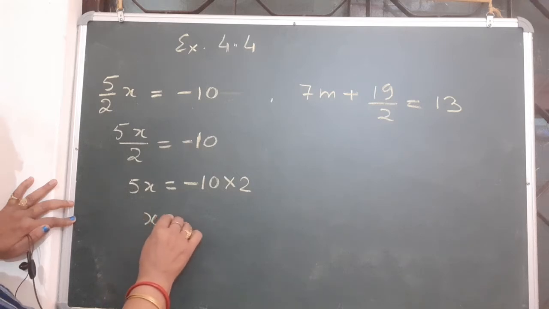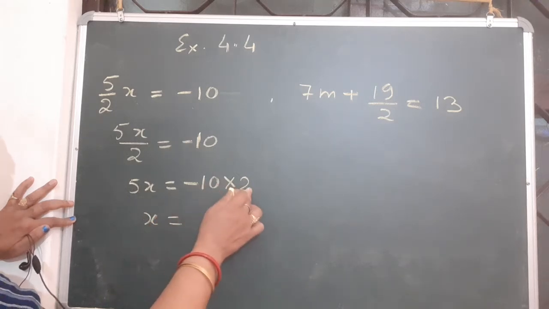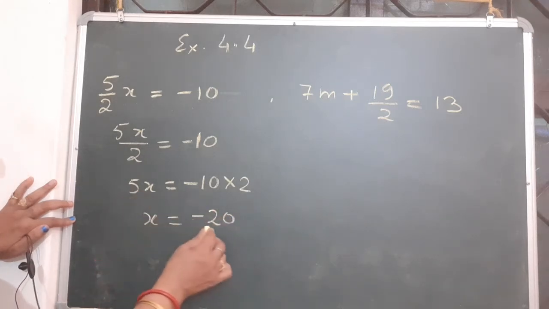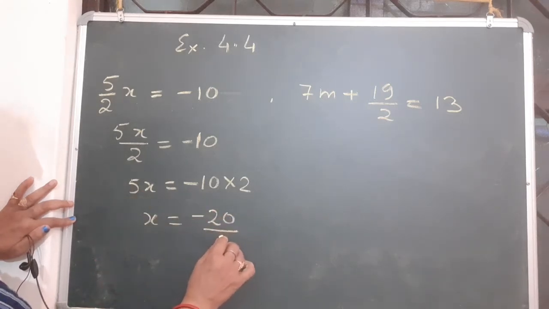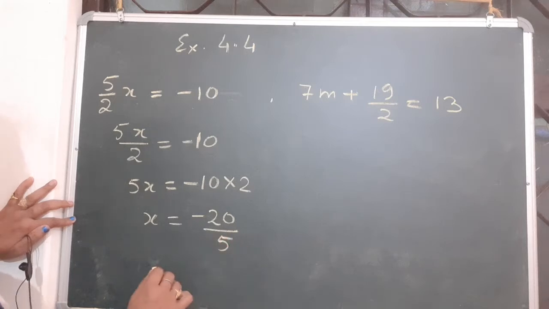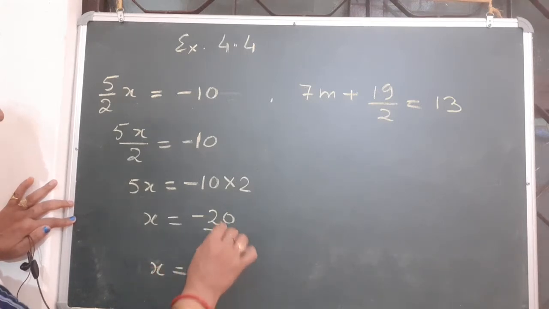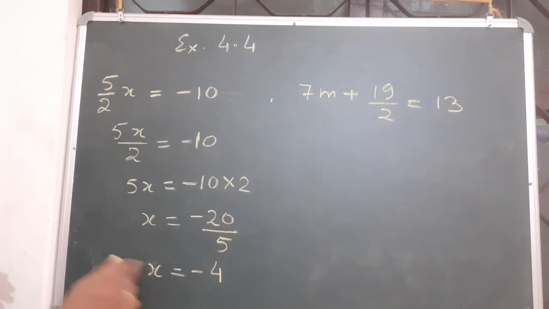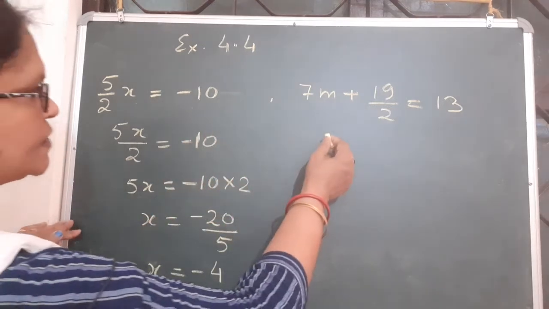So x will be equal to 10 2s are 20, that is minus 20, and here 5 will come to denominator on right hand side. So x is equal to minus 5 4s are 20, that is minus 4. So the value of x will be minus 4. Now we come to the next question.